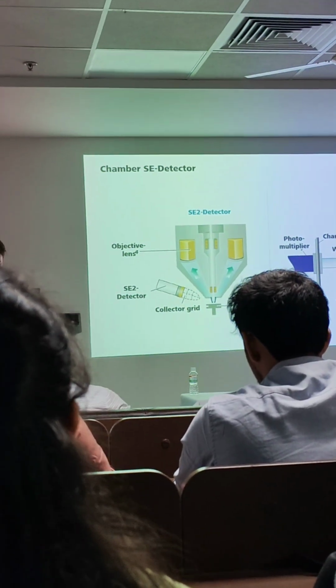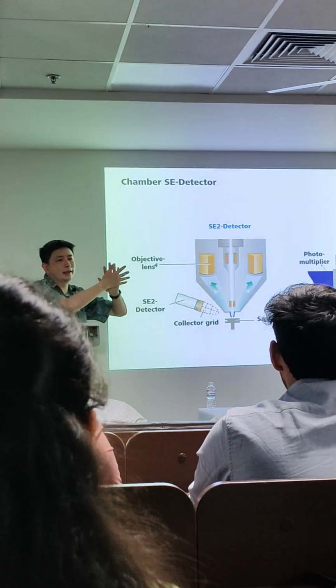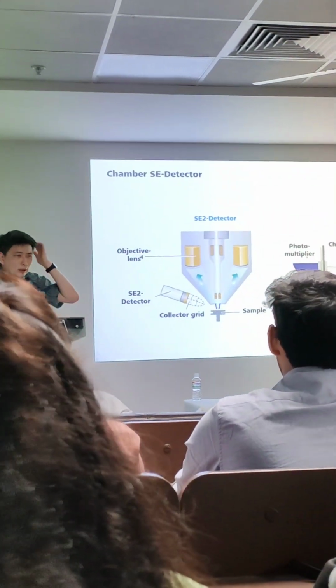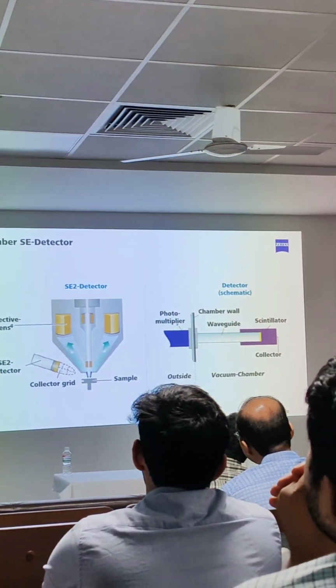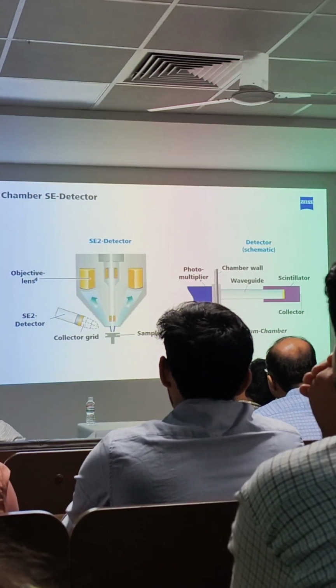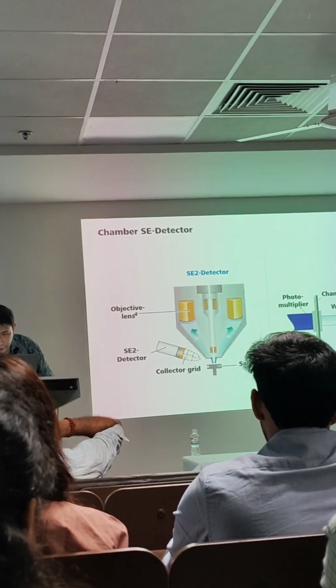Okay, all these you can go to Wikipedia and learn how the signal hits the scintillator and photomultiplier. But this is the physics: you just need to know that this detector exists and can give you the information. We call this detector the SE2 detector, or some people call it the Everhart-Thornley detector.